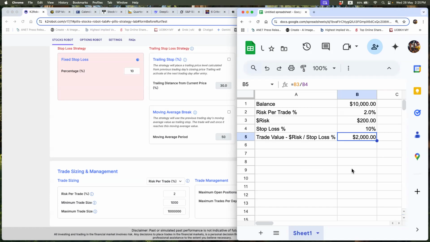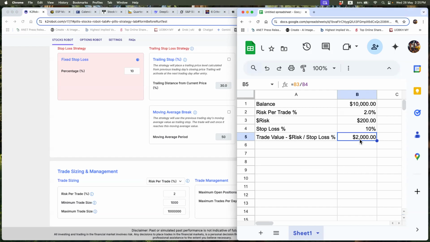Which also means, in order to use 2% in your trading setting in K2Robot, every trade you need to have at least 2,000. That means your balance must have cash available of minimum 2,000. Some of us are already below 2,000. We may be left with only a few hundred dollars because of earlier trades already taken.